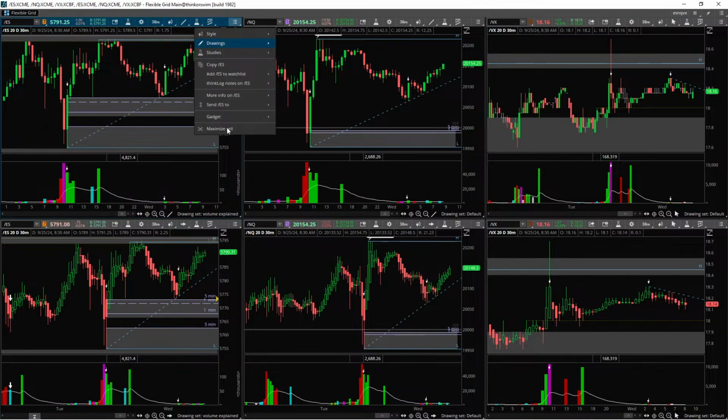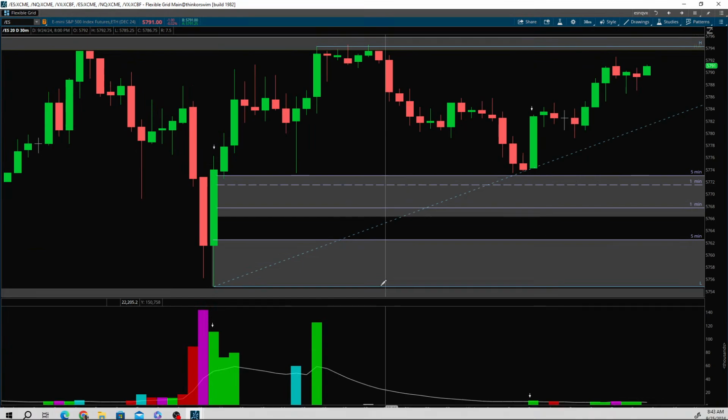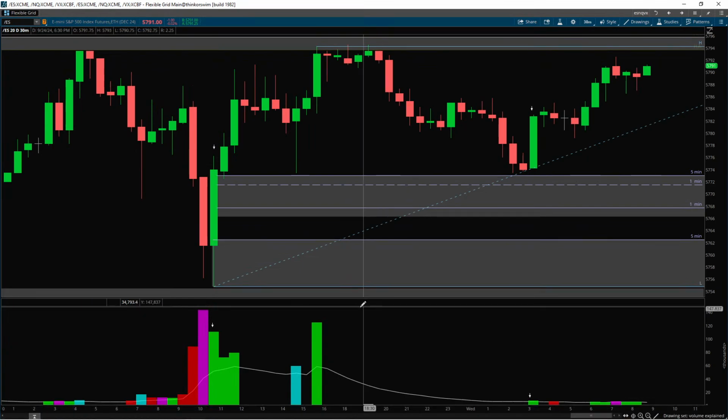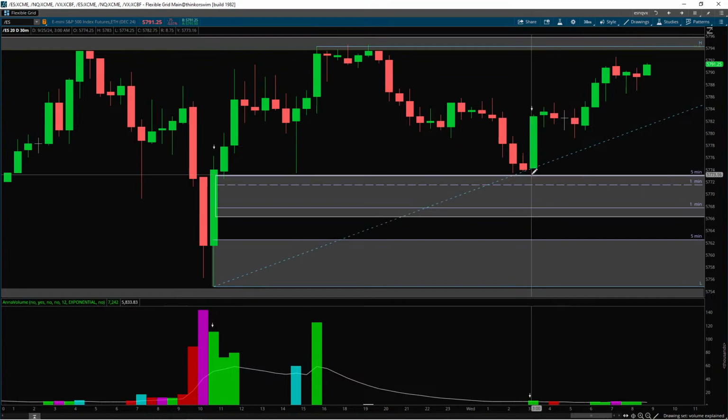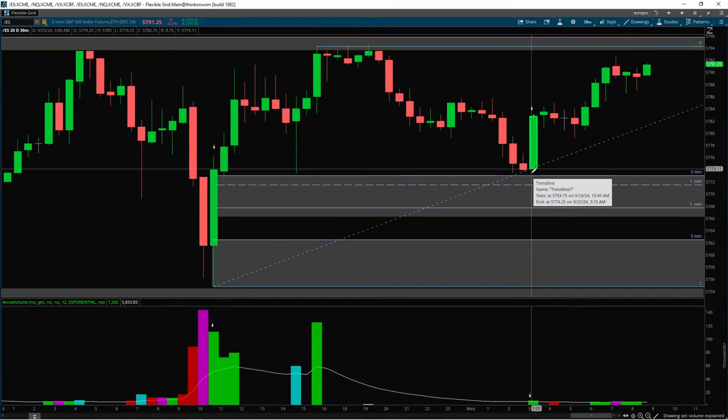All right, so today is September 25th, 2024. ES came down, bounced to this area, pushed up. I was still hoping price would come down a little lower. This is the 3 a.m. opening. I think this might be the Asian session.